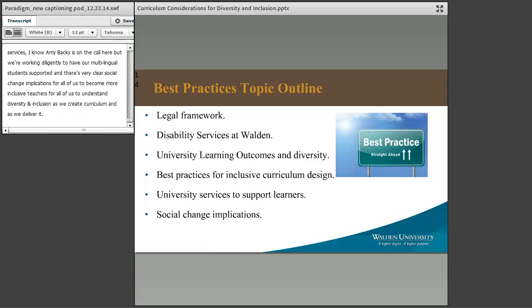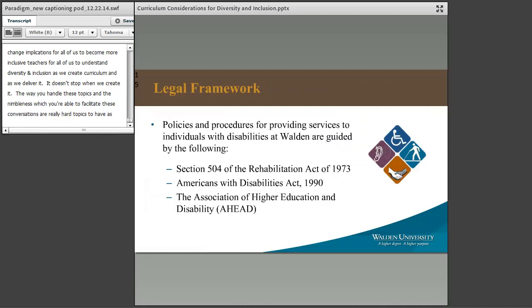It doesn't stop when we create it. It's that piece where the way that you handle these topics and the nimbleness with which you're able to facilitate these broader conversations on really hard topics is such an important skill set for us to have as teachers and staff. So the legal framework, I'll start with, is really the policies and procedures for providing services to individuals who have disabilities at Walden.